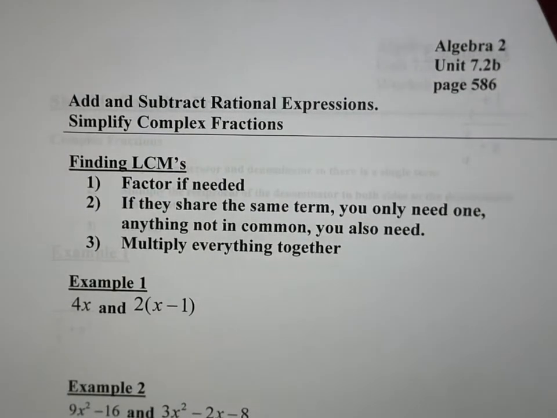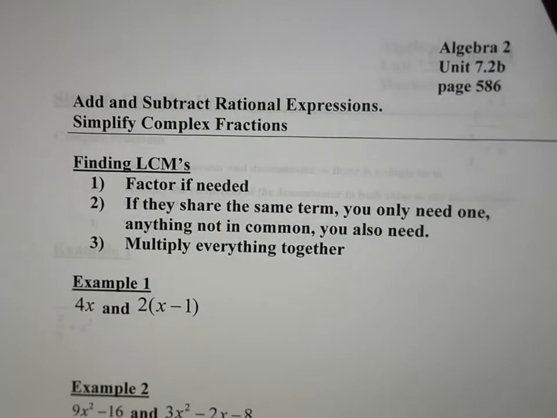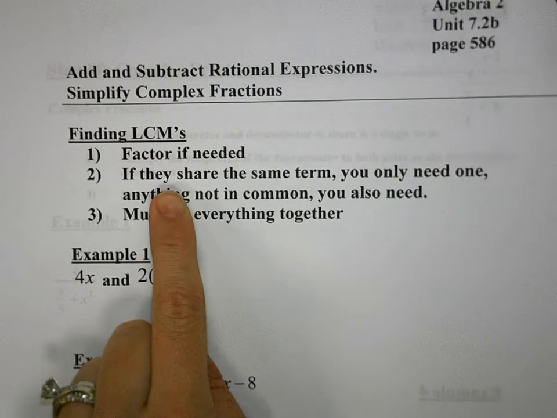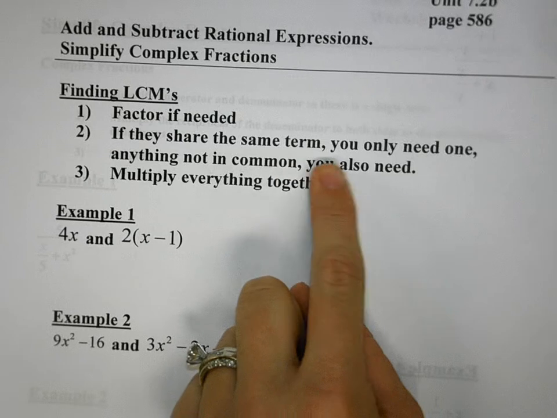Today we're doing 7.2b, where we're going to talk about adding and subtracting rational expressions and simplifying complex fractions. Okay, so first thing you're going to do is factor if you need to. If they share the term, you only need one.